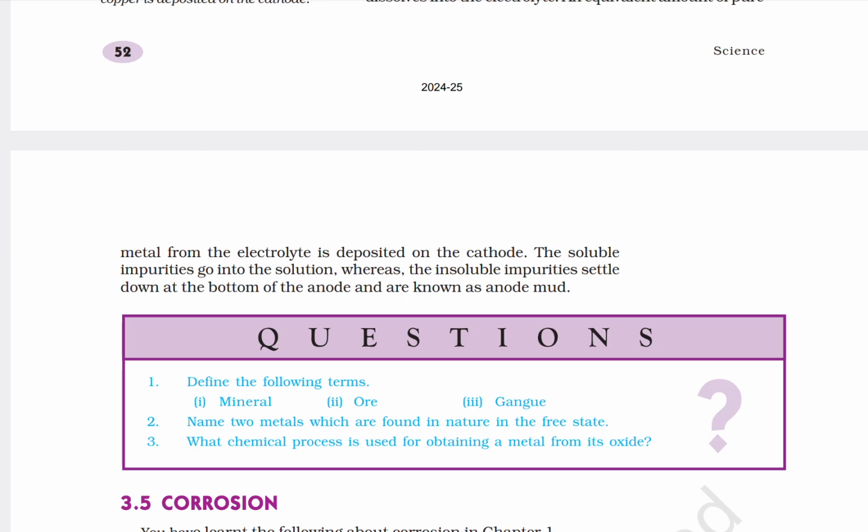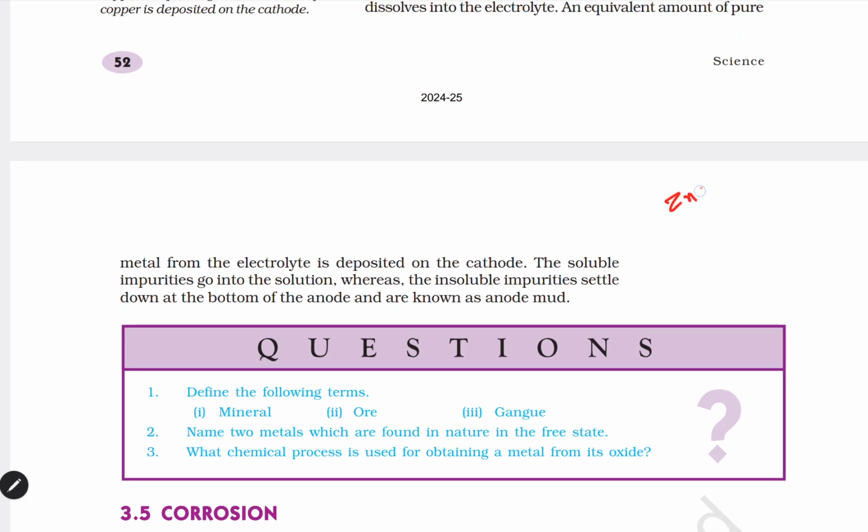You can get the metal from its oxide by using carbon or carbon monoxide. That is one condition. For example, if you take zinc oxide, ZnO, and heat it in the presence of carbon, it becomes zinc plus carbon monoxide. Similarly, if you have iron oxide, you can also use a similar method. Fe2O3, iron oxide, plus carbon will form iron plus carbon monoxide. So this is one method.